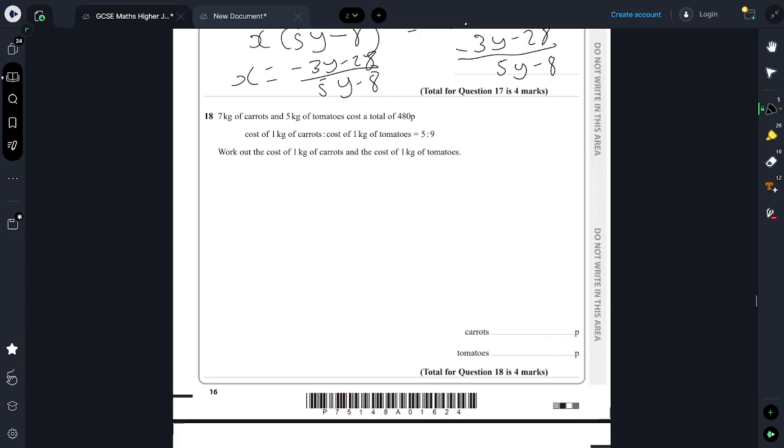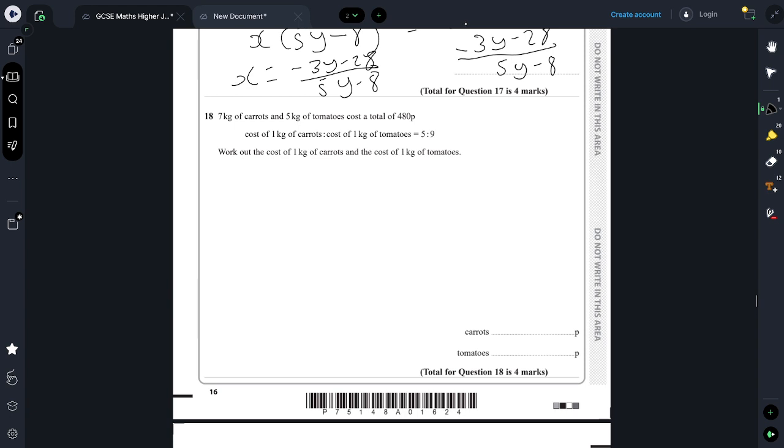Okay, 7 kilograms of carrots and 5 kilograms of tomatoes cost a total of 480p. The cost of 1 kilogram of carrots to the cost of 1 kilogram of tomatoes is a ratio. Work out... So it just looks like a simultaneous equation, really, in disguise. So work out the cost of 1 kilogram of carrots and 1 kilogram of tomatoes.